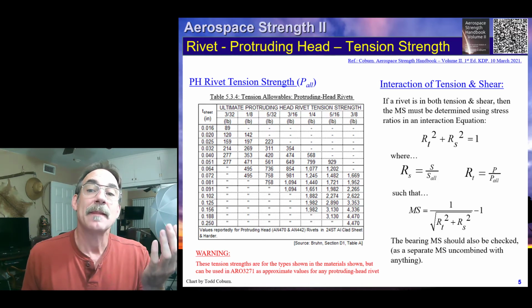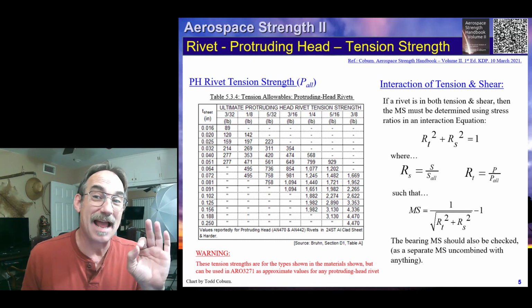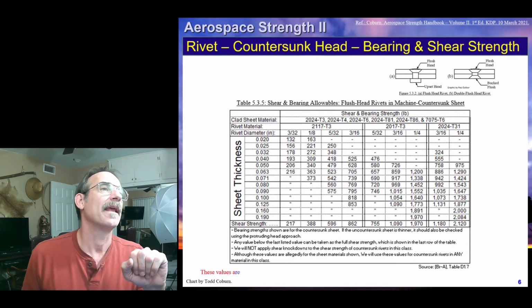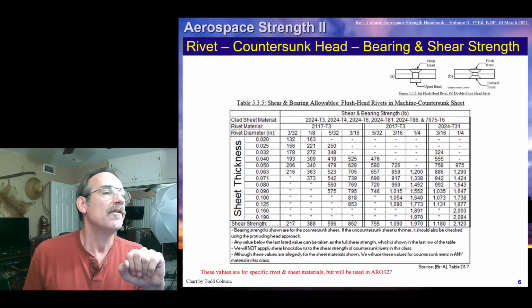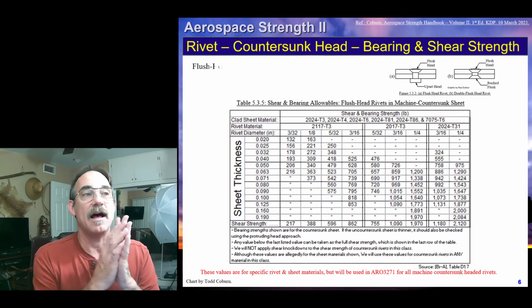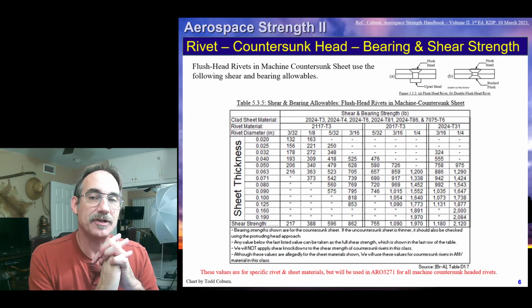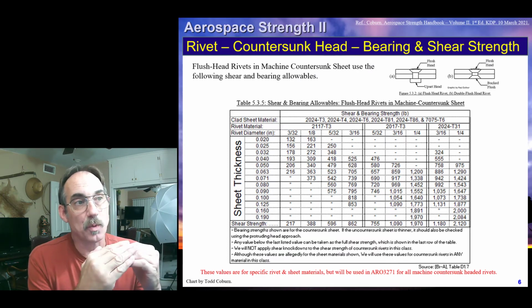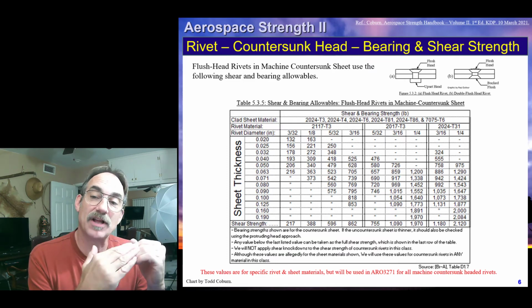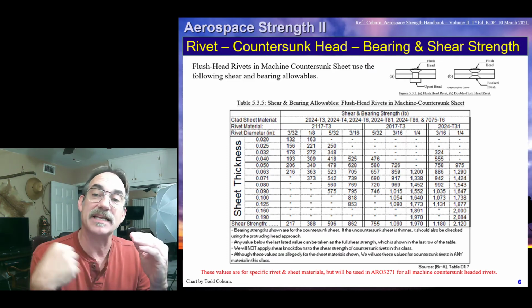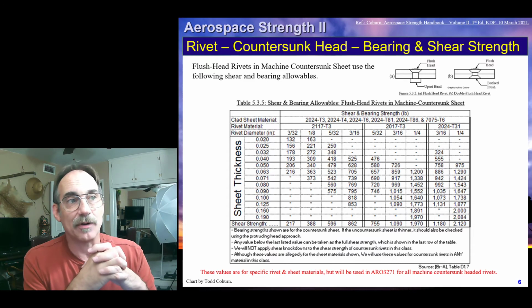If we have flush head rivets, we're now going to have two approaches, one for flush heads in machine countersunk sheet and one for flush heads in dimpled sheet. Let's take a look at that. Okay? This is the table for allowables when we have a flush head fastener in machine countersunk sheet. Now we can have it where they flush one side, or where they have a flush head fastener and then they buck it and place it into another machine countersunk hole.